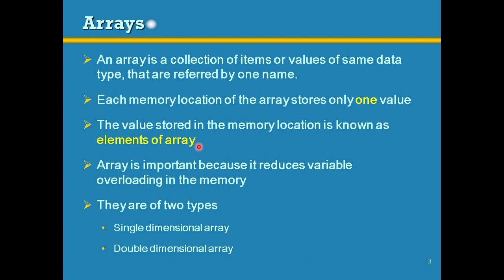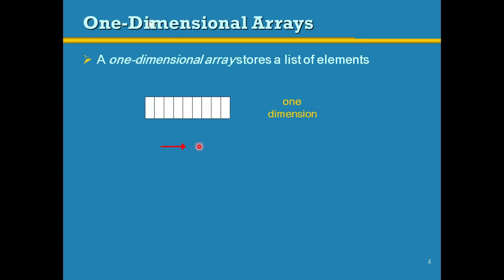Arrays are of two types. One is single dimensional array and the next one is double dimensional array. Double dimensional array is also known as multi-dimensional array. See the representation of one dimensional array. It's only having one dimension, only having a row. So this is the representation. This is a memory location. This is another. All memory locations are named under one name. So each will hold a data item of the same kind.